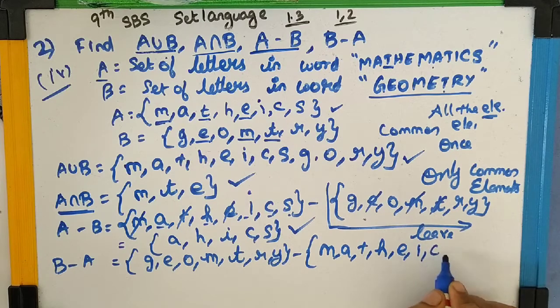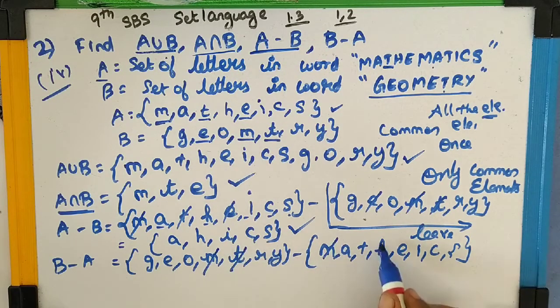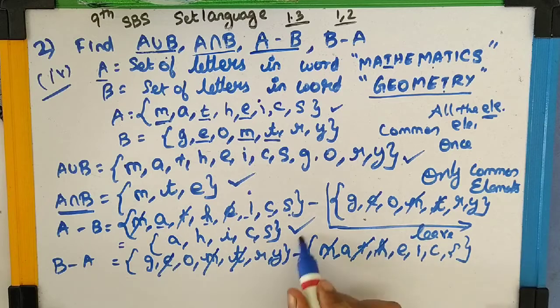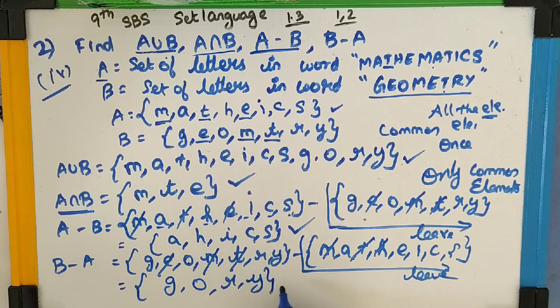Okay. Now what should we do to find the difference? We have to cancel the common elements, that is M, T and E. We have to leave the second set completely and write the remaining elements of the first set. G, O, R, Y. Sorry, G, O, R, Y. This is B difference A. Clear?